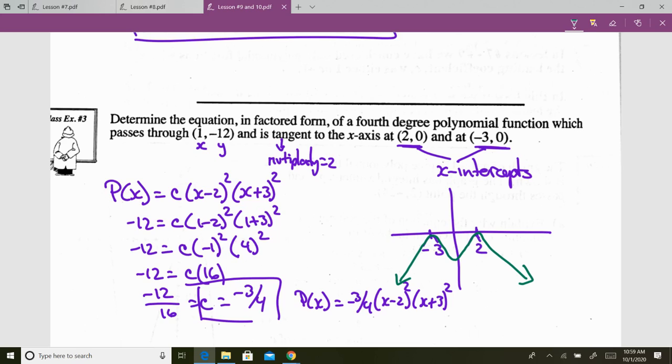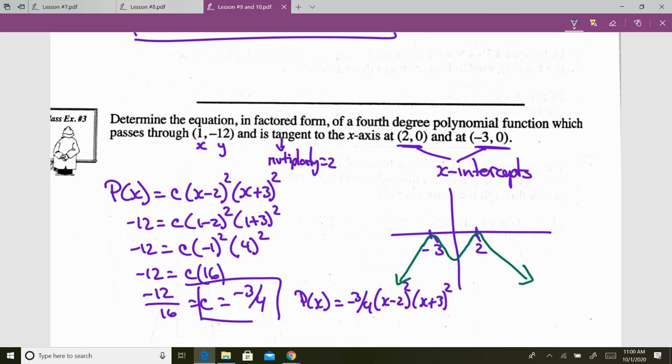Both arms would be down. It didn't ask for that, but good practice. Okay, is that okay? All right. One little thing after this, but I just want you to do a couple of these.